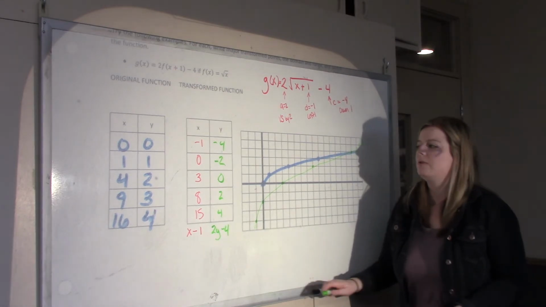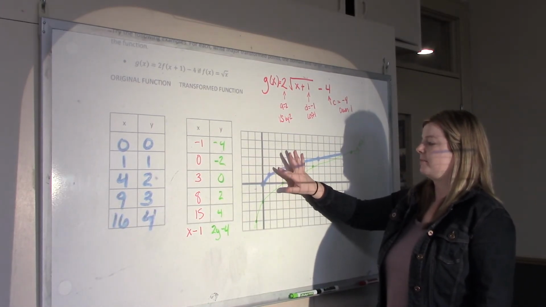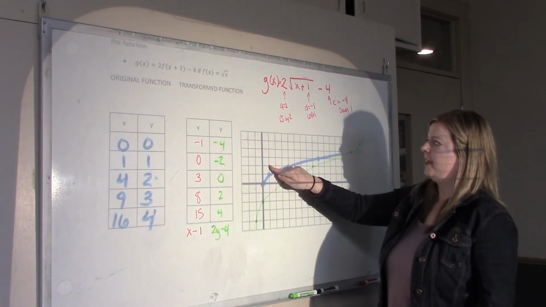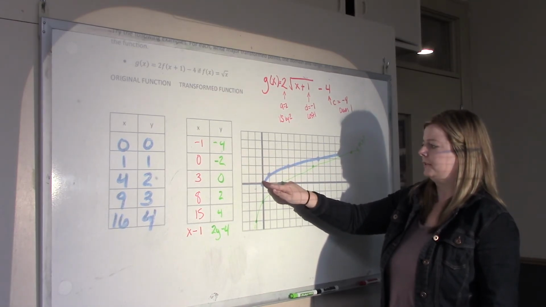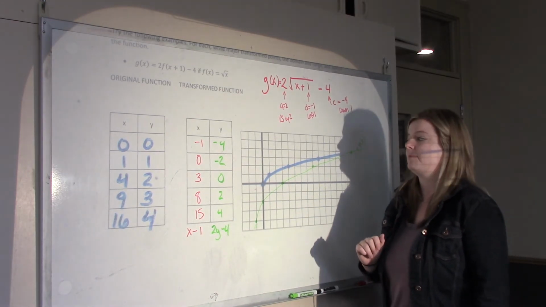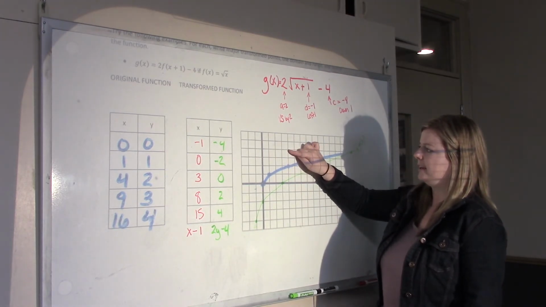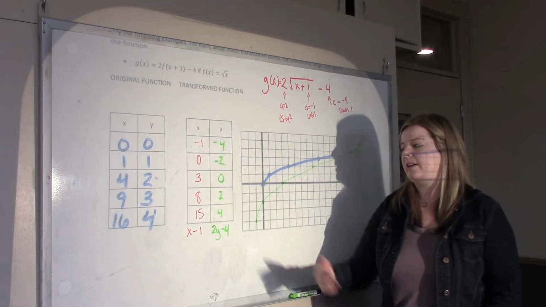So again, you could do it on the graph. So if you took each point, you could stretch it by 2, so make it twice as high. So instead of 1 high, it's 2 high now. And then just move it left 1 and down 4. So you can do it visually as well. So again, take this point, stretch it twice as high, left 1, and then down 4. Okay, so that's what we've done here.